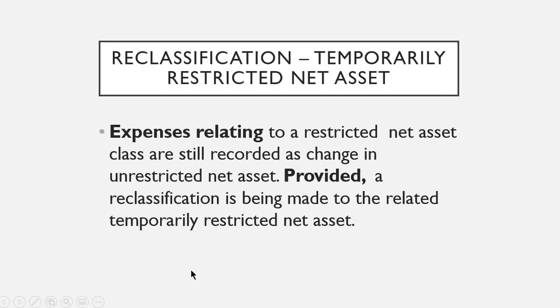So reclassification: how and when can temporarily restricted net asset be reclassified to unrestricted net asset? Okay? Expenses relating to a restricted net asset class are still recorded as a change in unrestricted net asset. This is what I mentioned earlier, about what if there are expenses related to restricted assets.